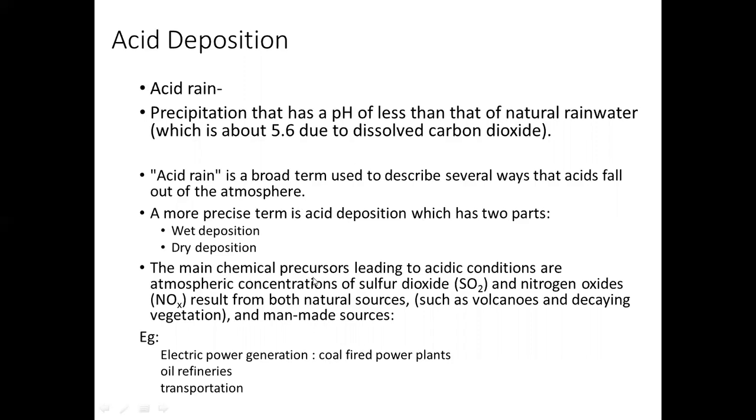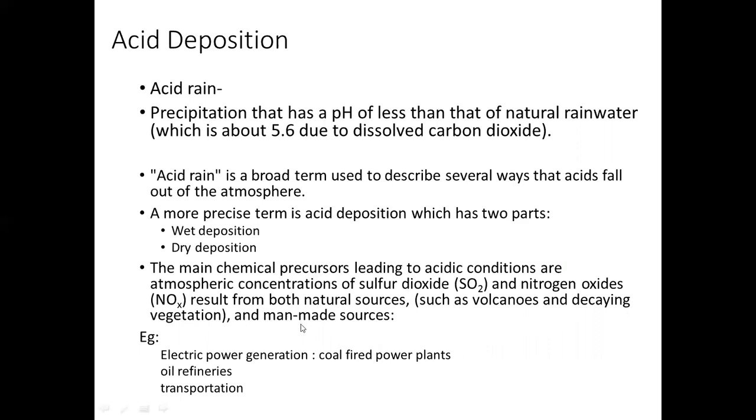So the main chemical precursors, or the main sources of acid rain leading to acidic conditions, are the atmospheric concentrations of sulfur dioxide and nitrogen oxides. So SO2 and NOx are responsible for the formation of acid rain. Precursors mean those that are responsible, the sources. SOx and NOx result from both natural sources and anthropogenic sources. As examples of natural sources, volcanoes and decaying vegetation emit SOx and NOx.